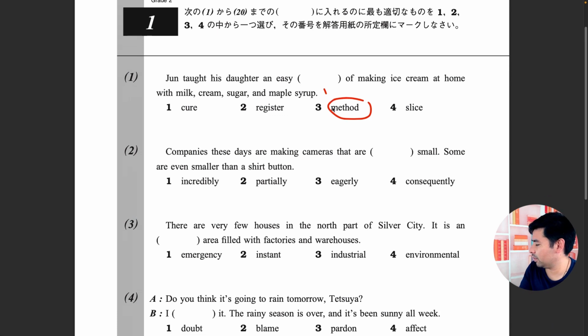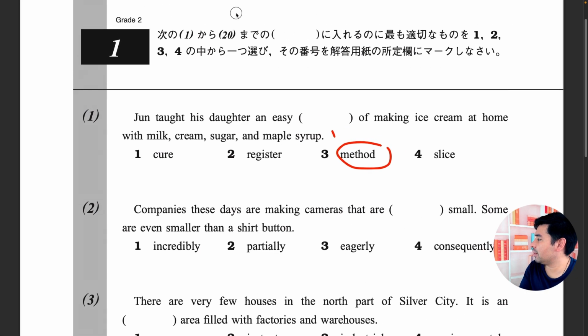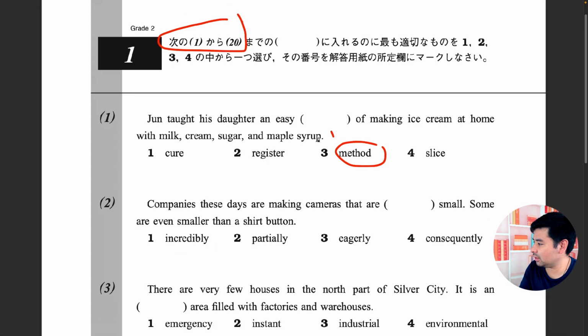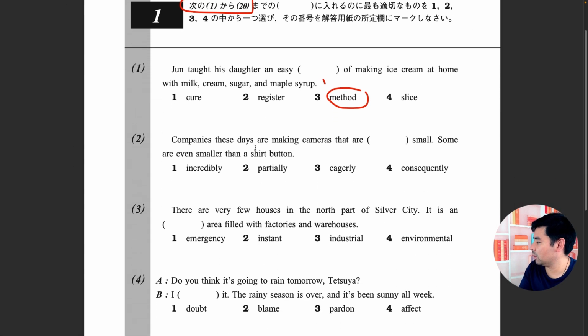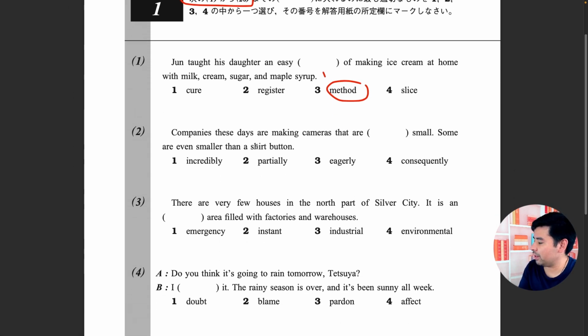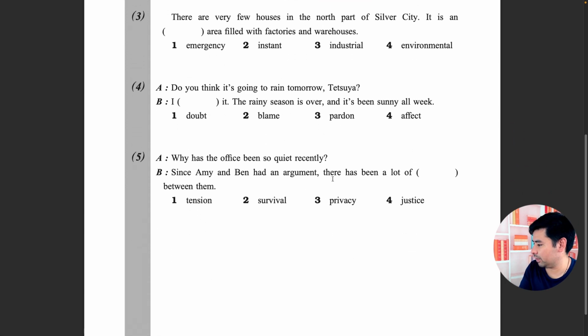So, and then we have a similar question to that. Something to keep in mind is that, remember, when we read the enunciation, it's from 1 to 20. So this kind of exercise is going to finish on question number 20. So then you go: companies these days are making cameras, and then we have incredibly, partially, eagerly, consequently, and so on. And then you go over all the questions, okay?